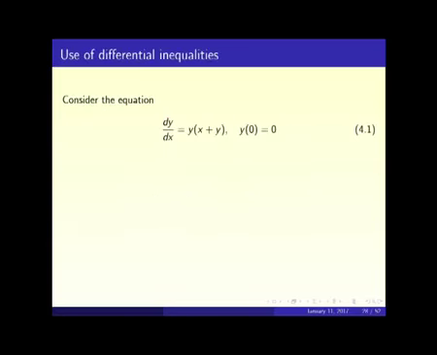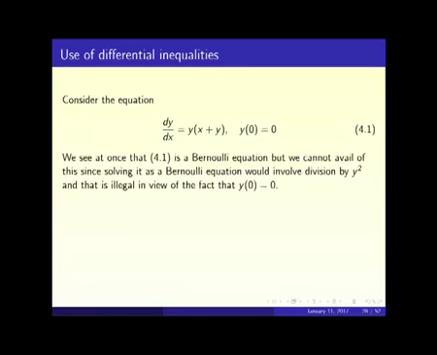And so let's begin. How to use differential inequalities. Now let us look at this differential equation 4.1. dy by dx equals y into x plus y, with the initial condition y of 0 equal to 0. You see, this differential equation 4.1 is a Bernoulli equation, and so you want to divide by y squared, but unfortunately you cannot. Why? Because y of 0 is 0 and division by 0 is not allowed. So how would you solve 4.1?